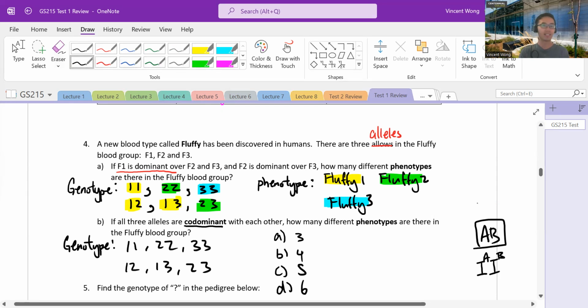Just like AB is neither type A or type B. It's its own new blood group, right? AB. And so that's the 4th one, 5th one, and the 6th one. So the correct answer is D, okay? 6 types. For people who did not choose D, do you understand why it is 6 now?